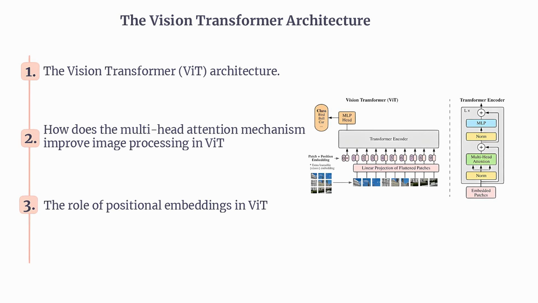Now, we're going to talk about vision transformers, which is a powerful new approach in deep learning. This architecture takes ideas from transformer models, originally developed for natural language processing, and applies them to the field of computer vision. Let's explore it in 3 parts. The vision transformer architecture. How does the multi-head attention mechanism improve image processing in ViT? The role of positional embeddings in ViT.